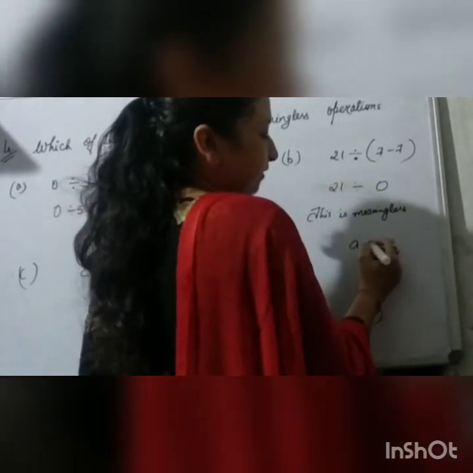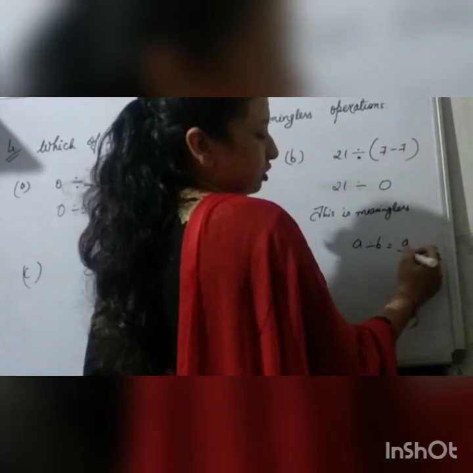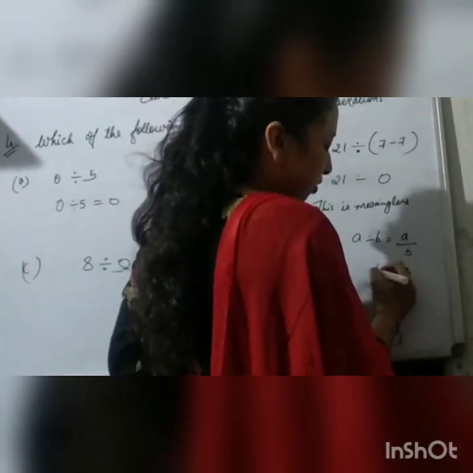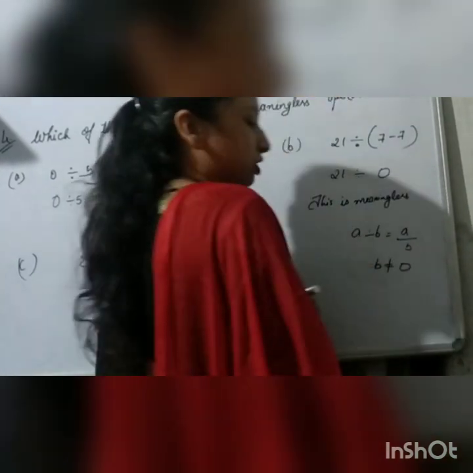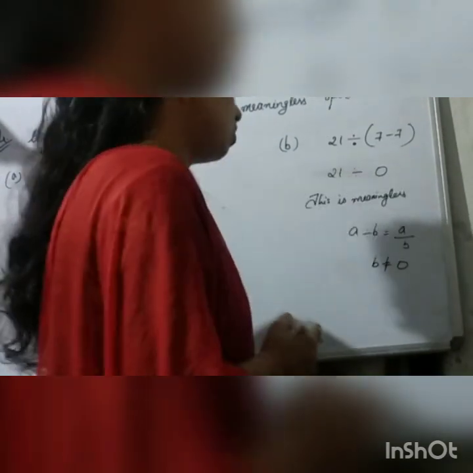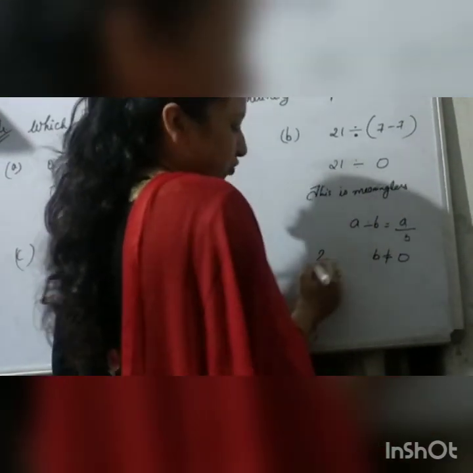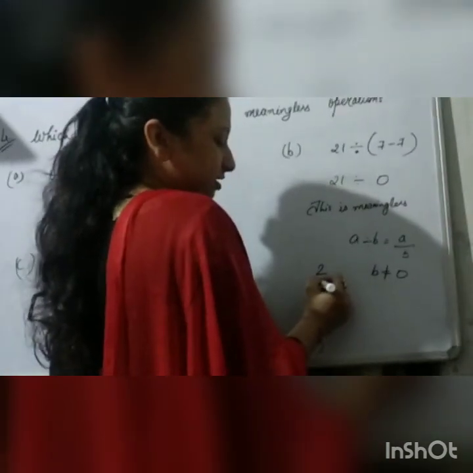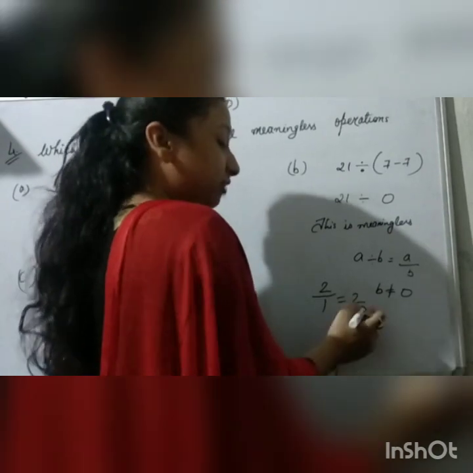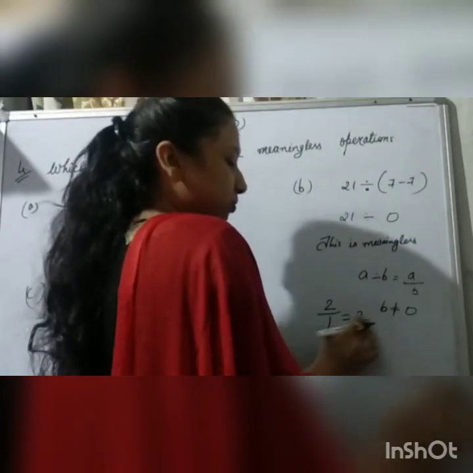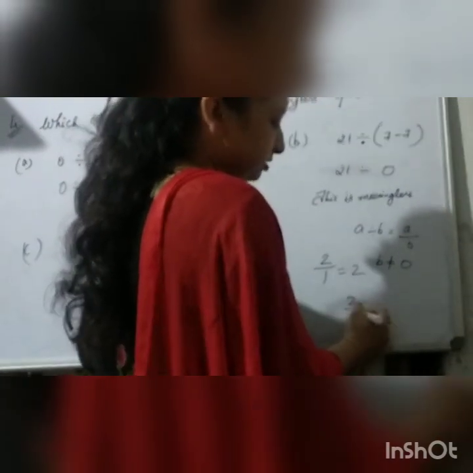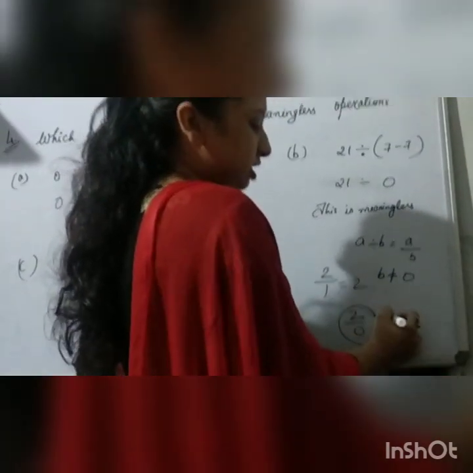If I write A divided by B in the form of a fraction, that means A by B. So here B should not be 0. That means B is not equal to 0. Because if I write 2, in the place of the denominator we always assume 1. We never write 2 by 1 because we always write 2, but we are assuming 1 if the number exists. But if I write 2 by 0, that means this number is wrong. So this is a wrong statement.